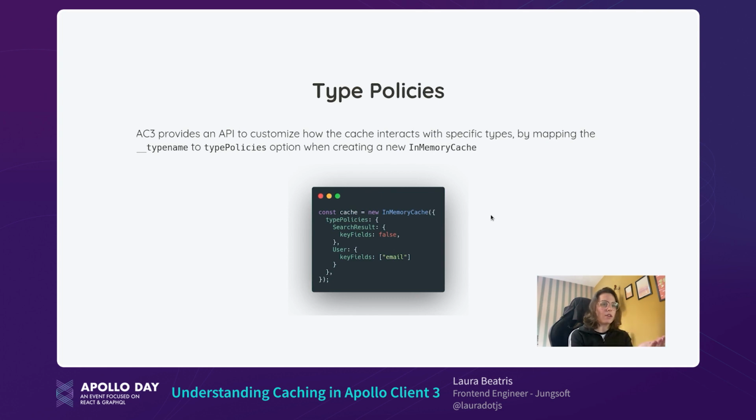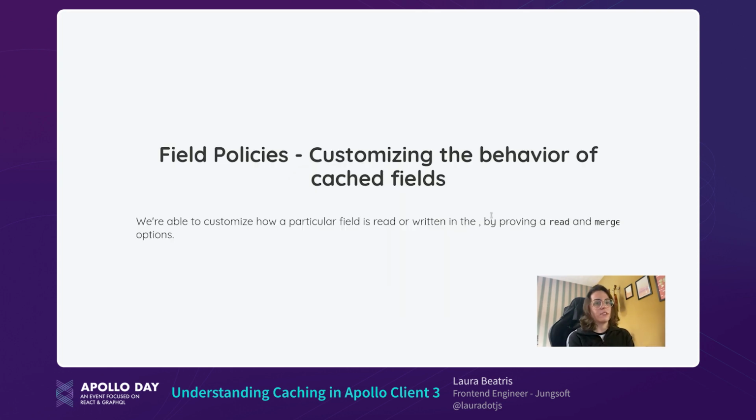As you can see here, I'm setting two type policies, one for search result and the other one for user. In one type policy, I'm disabling cache normalization. In the other type policy, I'm setting a custom field in order to generate the unique identifier for the normalization process. We have the field policies, which are used to customize the behavior of cached fields. In that way, we are able to customize how a particular field is read or written in the cache by providing read and merge options.